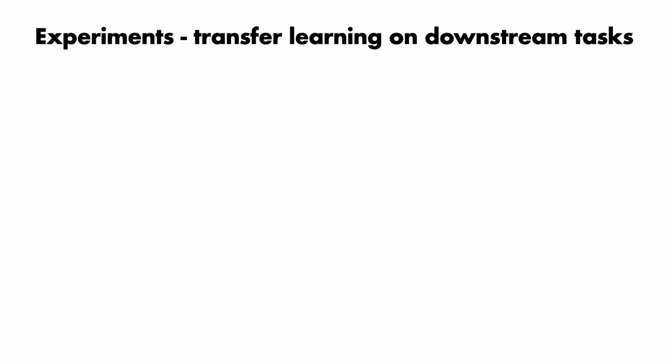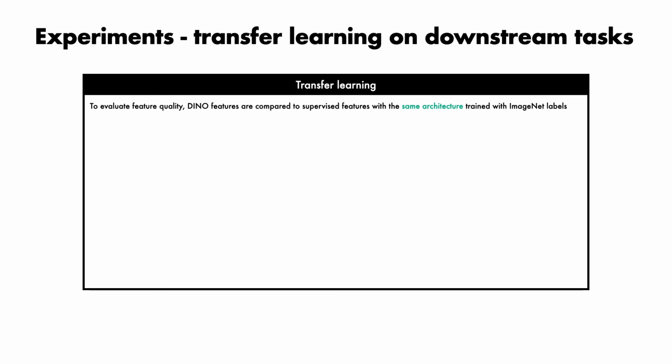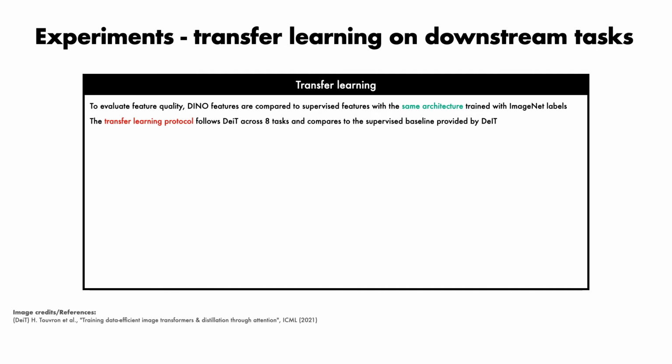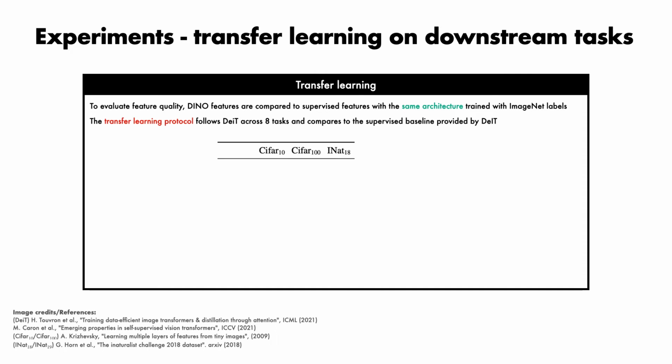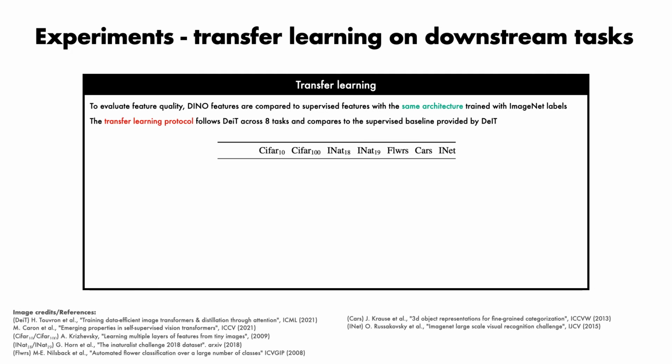In order to provide a more comprehensive evaluation of the Dino features, they are compared for transfer learning against supervised features using the same architecture that has been trained with ImageNet labels. The particular transfer learning protocol employed is that of the DeiT authors, which compares features across 8 tasks. The particular tasks considered are CIFAR-10, CIFAR-100, iNaturalist 2018, iNaturalist 2019, Oxford 102 Flowers, Stanford Cars, and ImageNet.